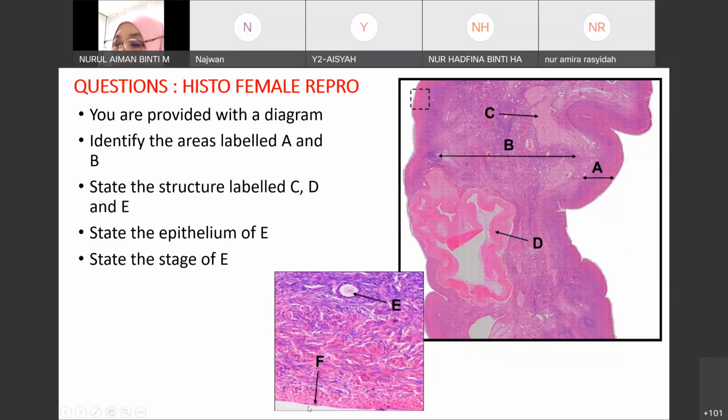So F here is actually not in the question, I forgot to label it. What is lining the F epithelium? What epithelium is the F? This is the outer part of the ovary. Anyone? What do you see from far away? So you have to focus. Simple squamous, yes, very good. Simple squamous epithelium. Okay, alright.